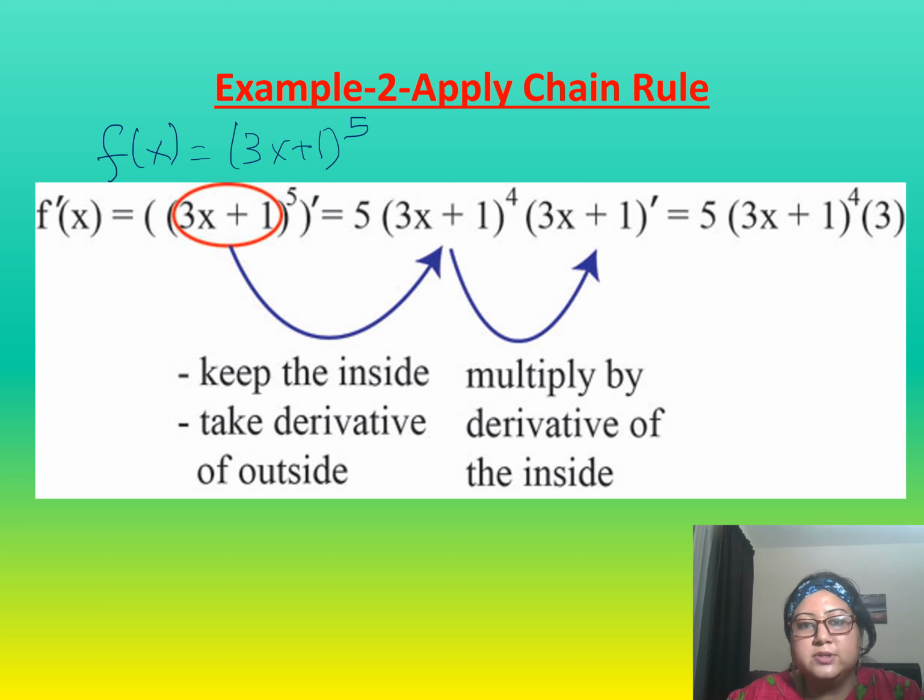And as the chain rule states, you are going to first take the derivative of the outside function. So the outside function is to the power 5. So you do the power rule: 5 comes down, and the power on 3x plus 1 reduces by 1. So you get to the power 4. And now you multiply it with the derivative of the inside function, which is 3x plus 1. And you all know that the derivative, let me write here, d by dx of 3x plus 1.